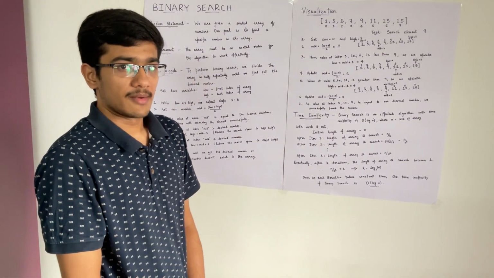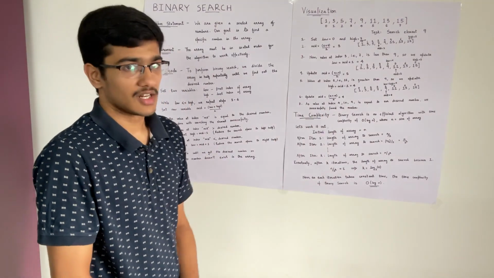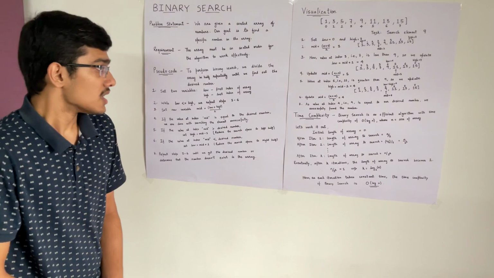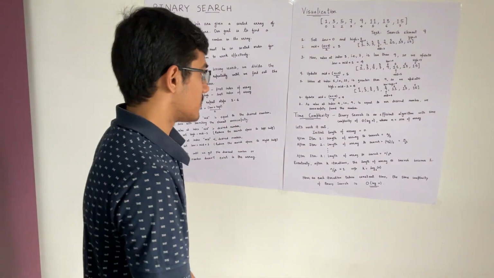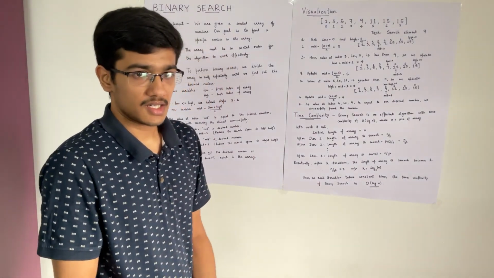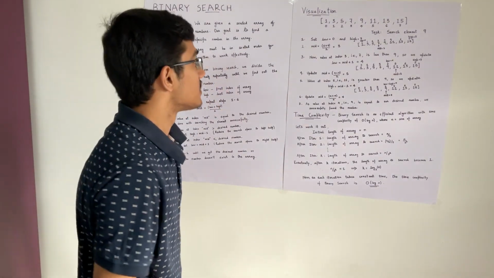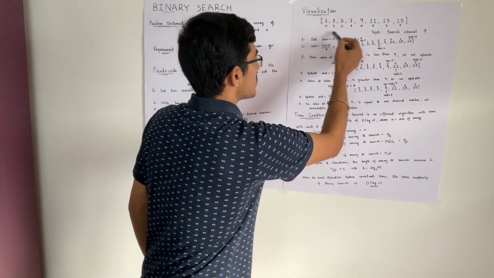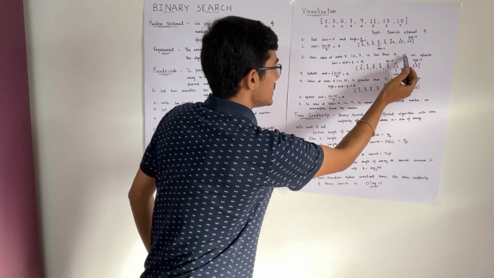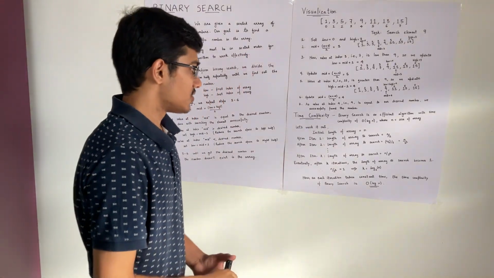Now let's discuss the time complexity. As we discussed earlier, binary search is an efficient algorithm and it provides a time complexity of big O of log n, where n is the size of the array. So let's work it out to find out how it is big O of log n. We can see that initially the length of the array is n. After the first iteration, we reduce the search space to half. Here we can see that initially the search space was all the 8 elements. After the first iteration, we have reduced the search space to only these 4 elements. So we have reduced it from 8 to 4, which is half.